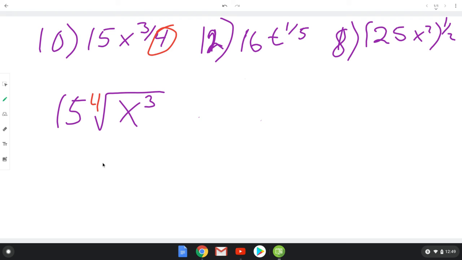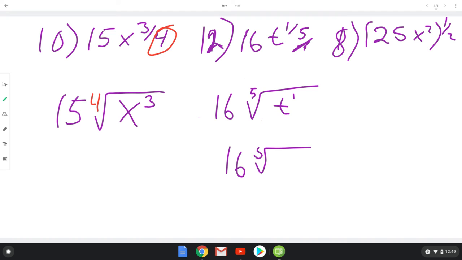So let's do that with number 12. Again, the 16 doesn't have an exponent applied to it, so it's just going to stay out in front. The denominator here is 5, so that's going to come down here. t to the first power, we don't have to write things to the first power. So the simplest form of the answer would look like this, which is 16 times the 5th root of t.